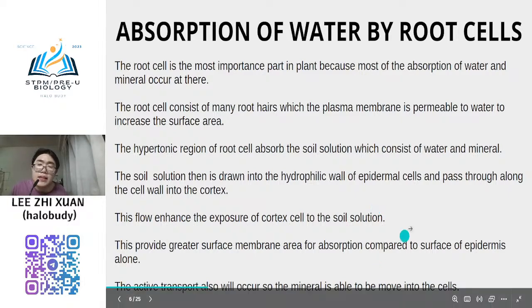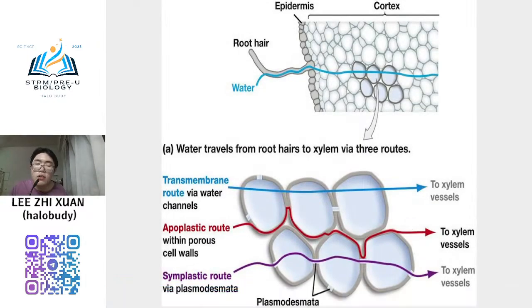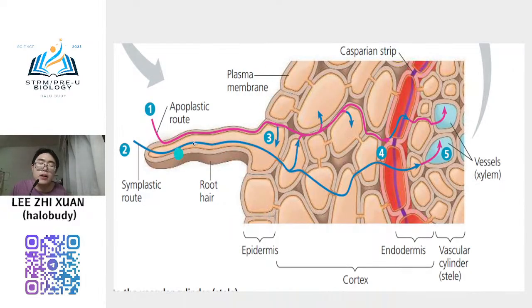Okay, next I will go to the water pathway. Once the water has entered the root hair, it will pass through the cortex tissue and then enter the root xylem. So you need to learn about the pathway of water molecule movement from the root hair into the xylem vessel.